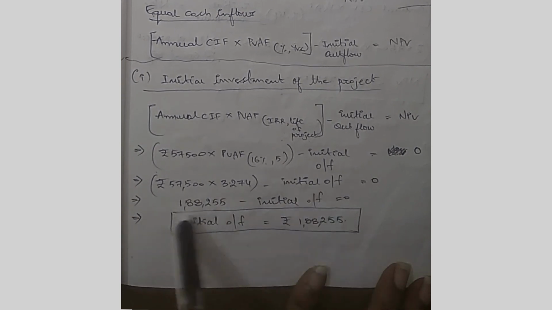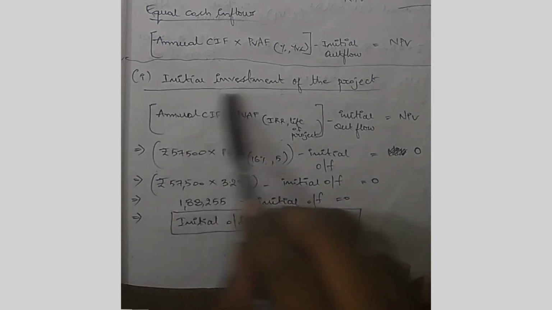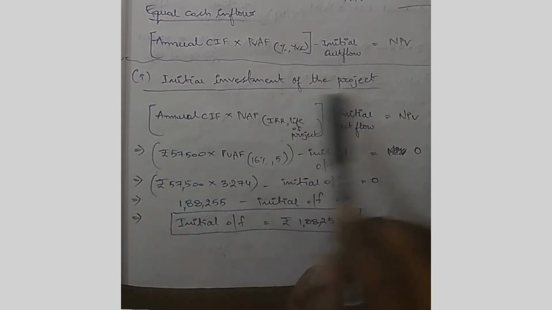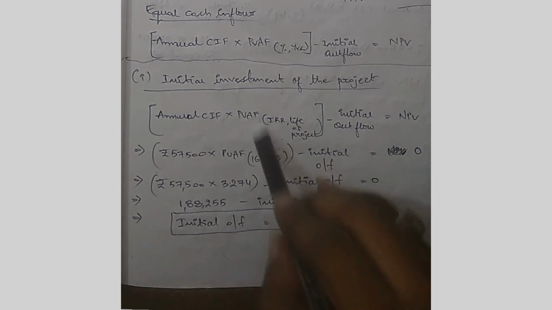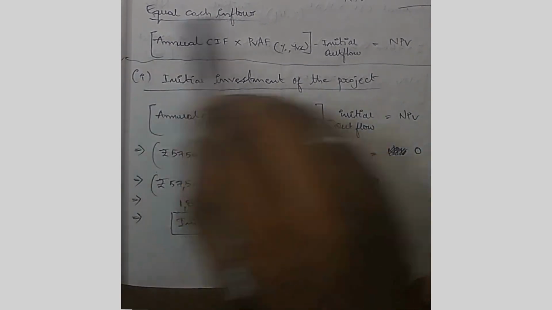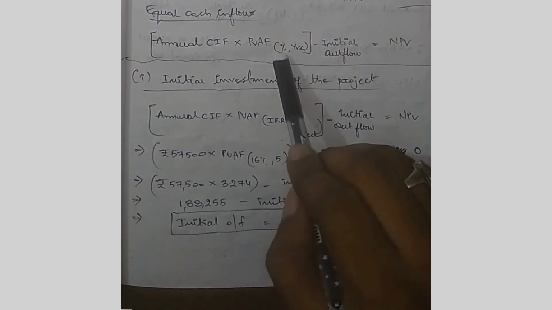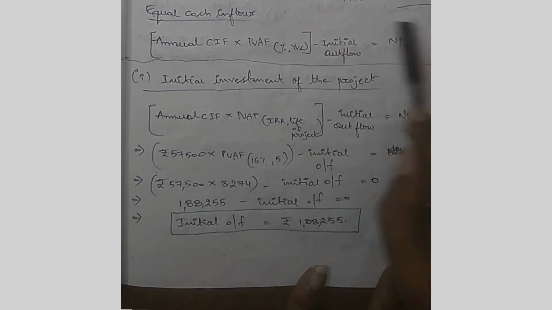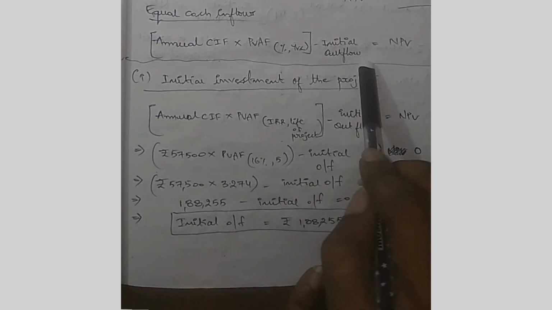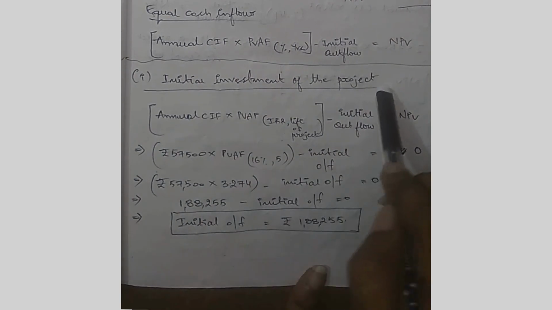Accordingly, if we solve the equation, the initial outflow is 188,255. So the main point to consider to calculate the initial investment of the project is that at IRR, NPV is 0. So now you have annual cash inflows, the present value annuity factor at 16%, that is the IRR, and 5 years, and NPV is 0. The only unknown factor remaining is the initial outflow. Thus we can calculate the initial investment of the project.